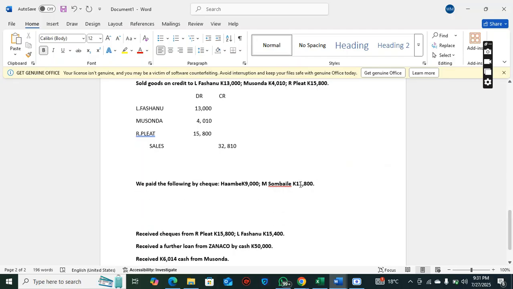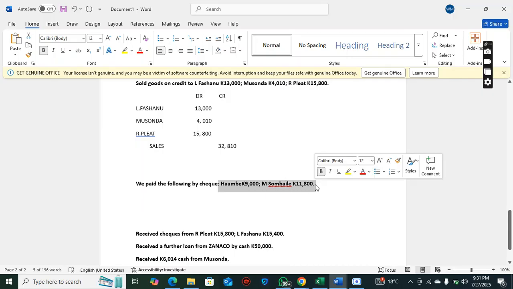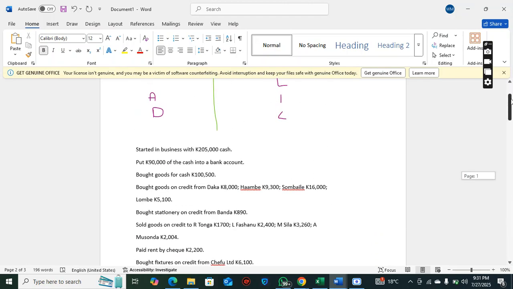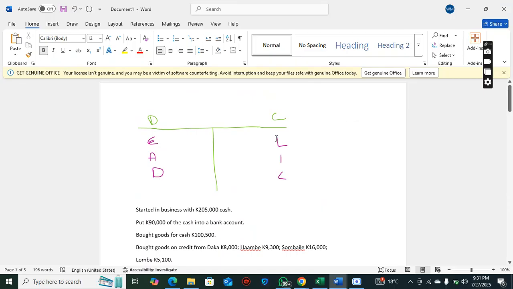So if we recall earlier on, we bought goods on credit from these people. They are our creditors. So we were owing them. Their liabilities. So now we've paid them. So reduction in a liability, according to the double entry rules, liabilities increase with credit. So they reduce with debit.